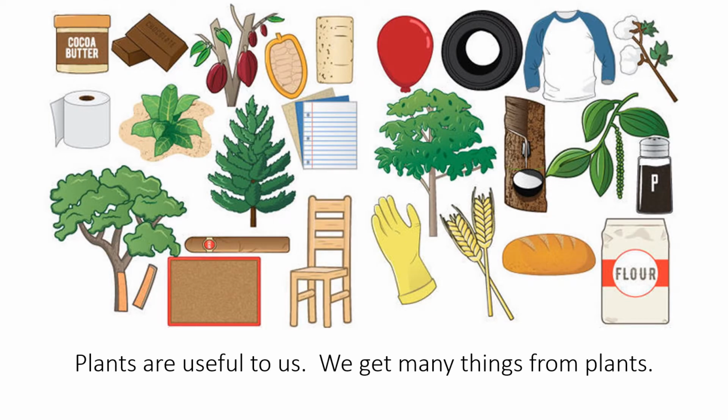Children, when we say useful, what do we mean? Yes, useful means something that we could use or something that is good for us. Now children, in the previous chapter, you learnt the different kinds of plants. And now we are going to learn how these different kinds of plants are useful to us in our day-to-day life. Give a quick look at the pictures you see on the screen. The things you see and many other things are got from plants.